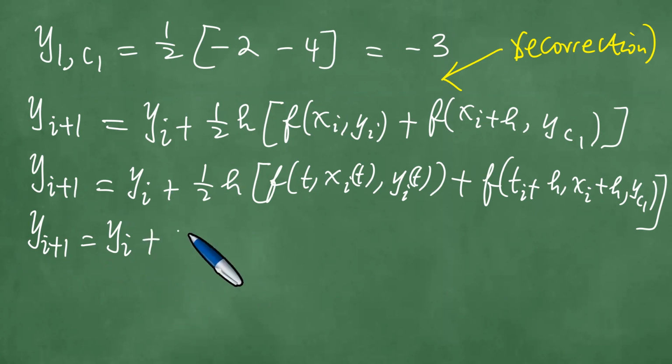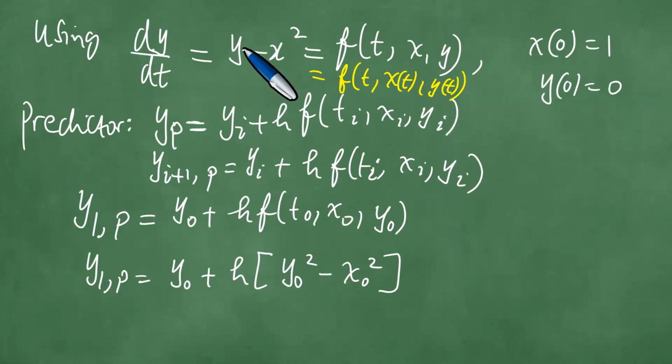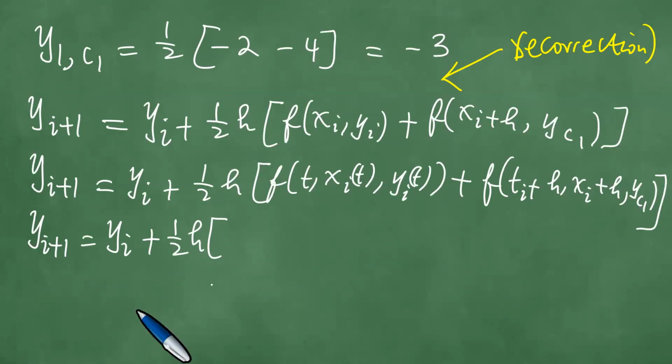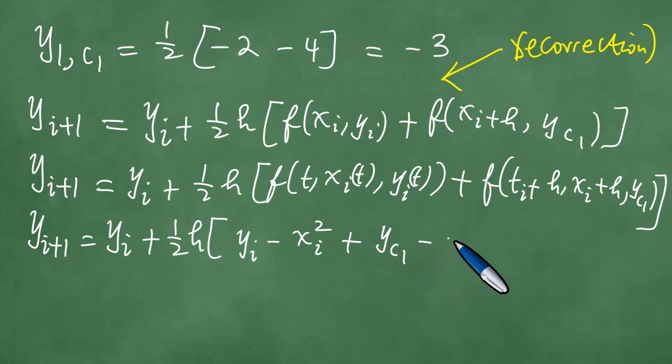Okay. So you have 1/2 h, this one. And then now you have this. All right. Now this one is y minus x squared. Excuse me, yes, this is y minus x squared. So you substitute that. So y is going to be y_i minus x_i squared plus, and then here is going to be y_{c1} minus (x_i plus h) squared. Okay.